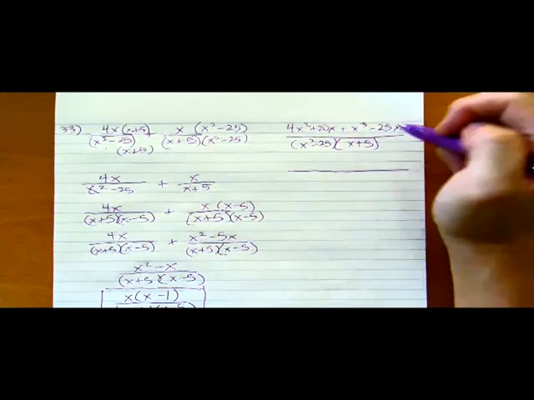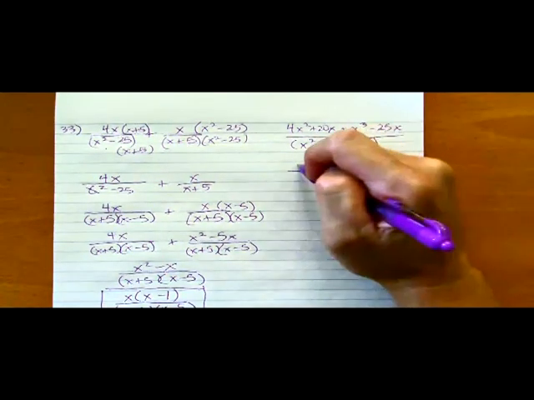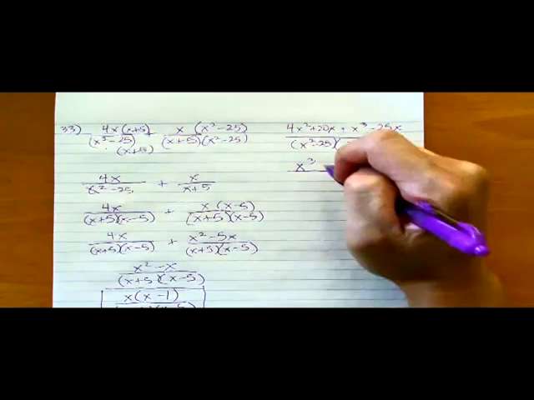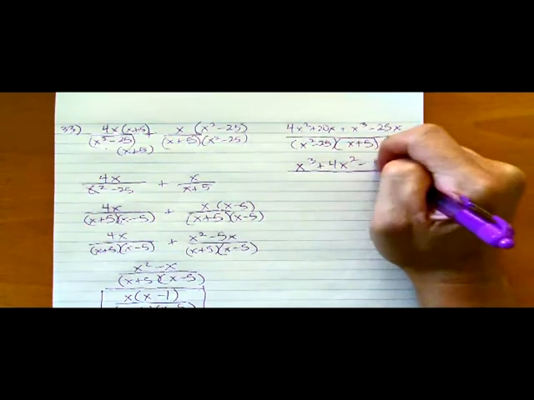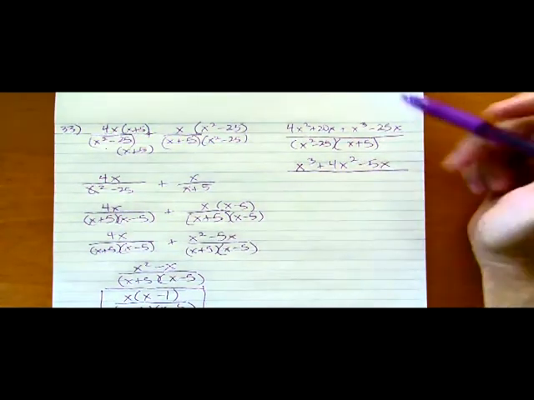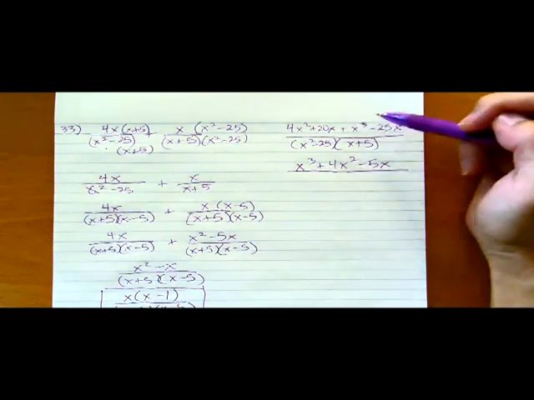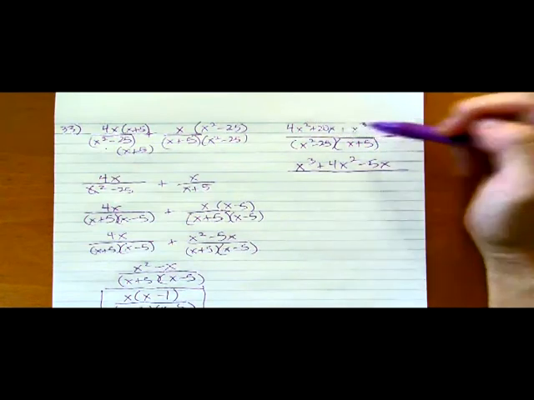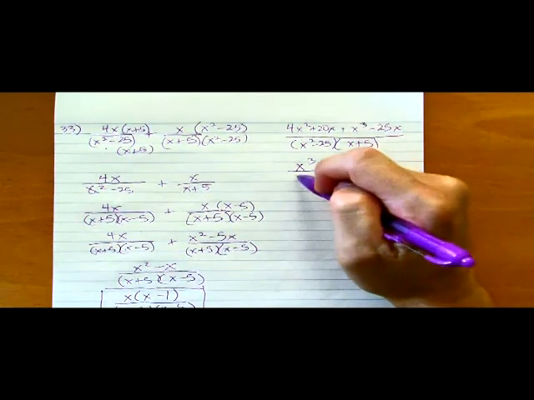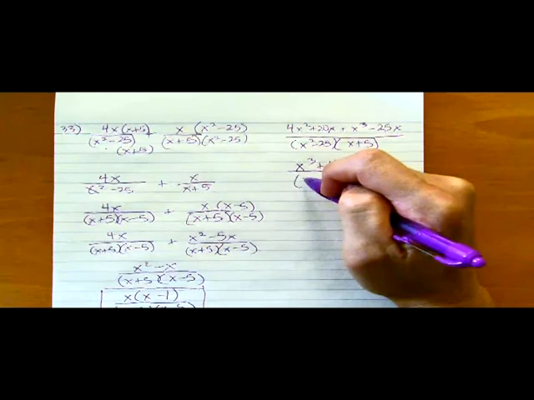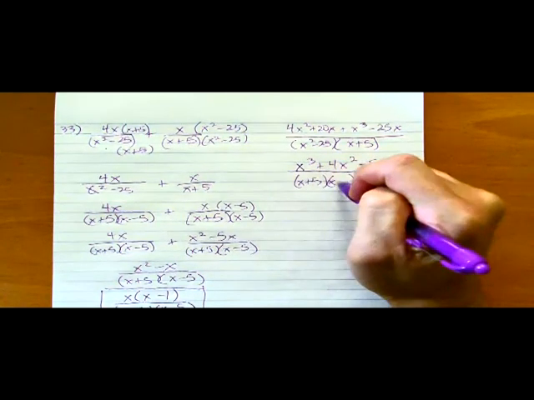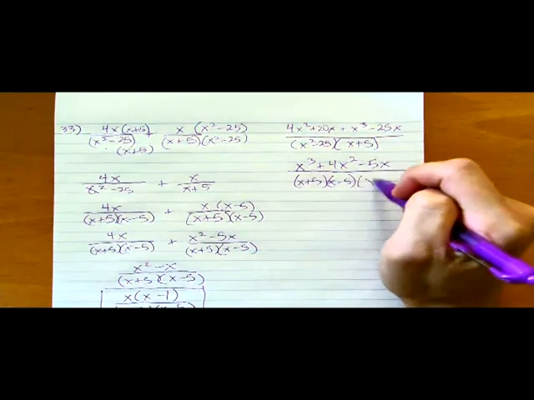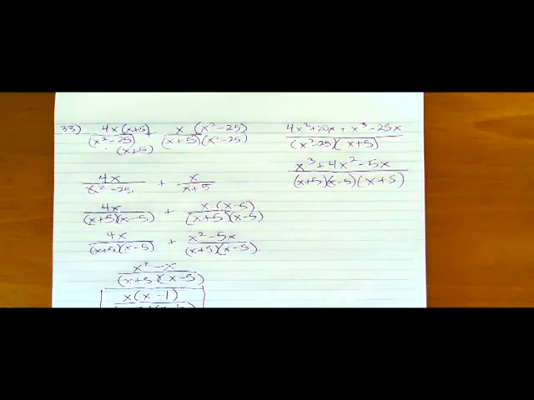So now that we distributed, we are going to combine the terms. So x to the third plus 4x to the second minus 5x. All I did was combine the 20 and the negative 25x. The denominator would be, well, I can factor them. X and x, we need a negative 25, so plus 5 and minus 5. The last parentheses, let's just write it in.